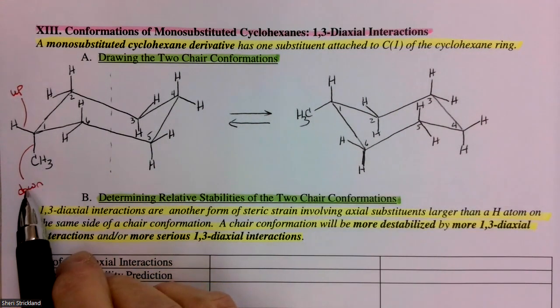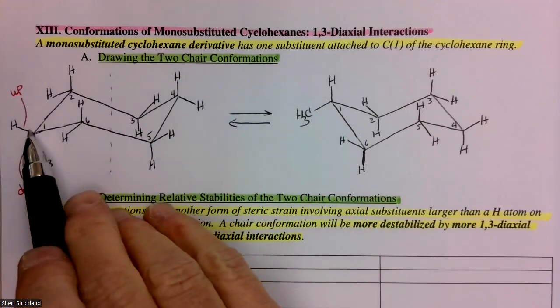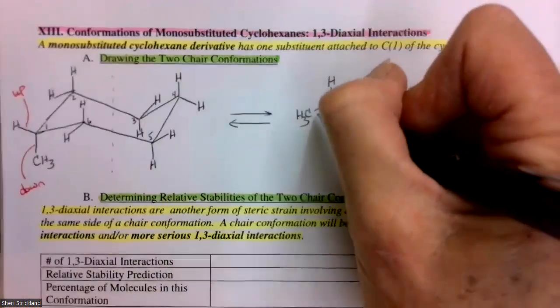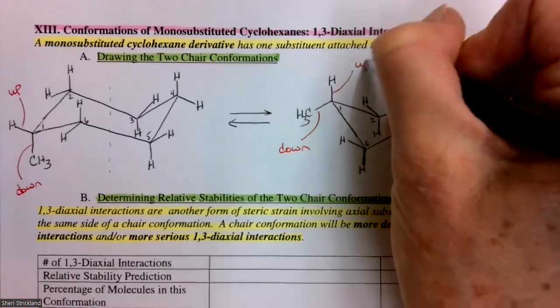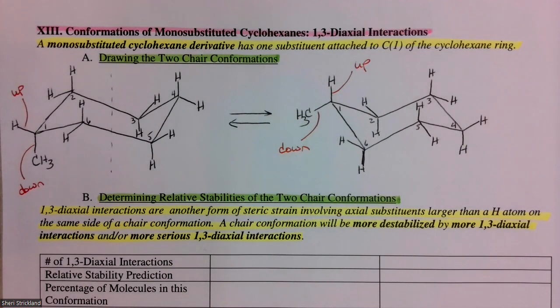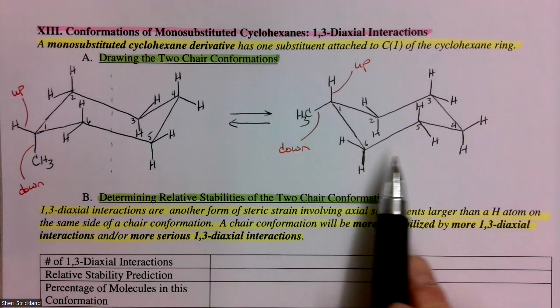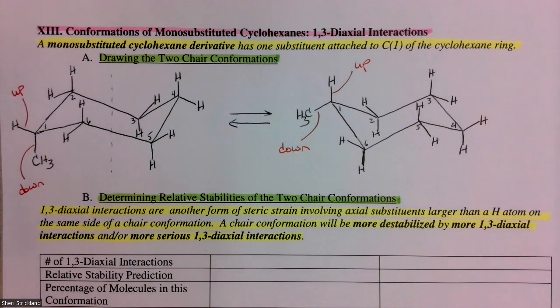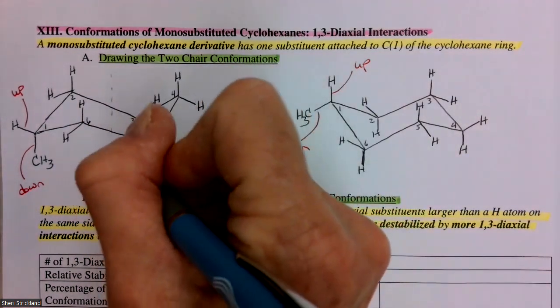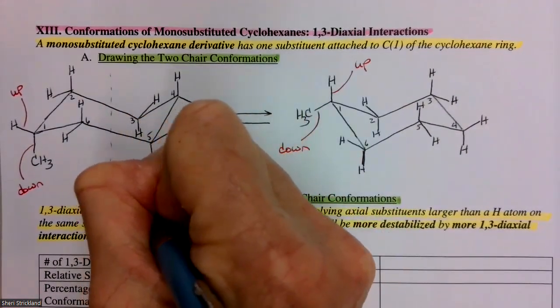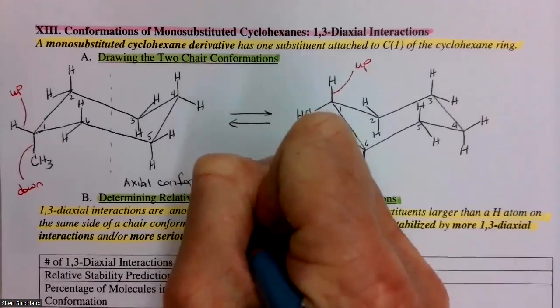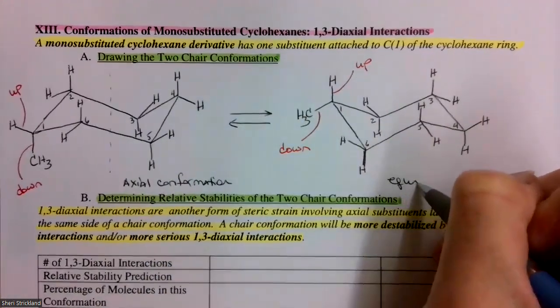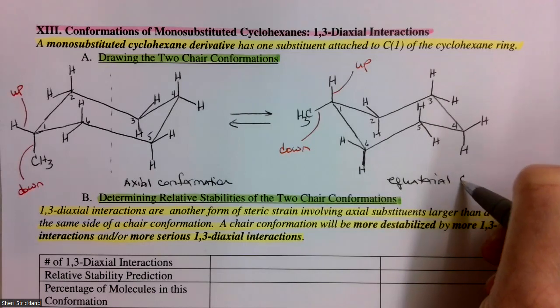All right, so the methyl was axial and now it's equatorial. The hydrogen was equatorial and now it's axial. But what hasn't changed, this is still the down bond on this carbon, and this is the up bond. Okay, and so that may help you when you're flipping your chair. So we'll consider this the axial conformation and this the equatorial conformation. We'll just label them like that. Axial conformation, equatorial conformation.